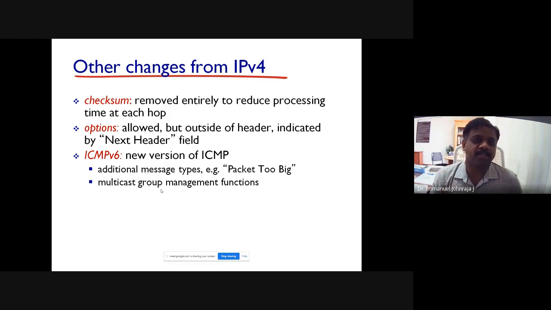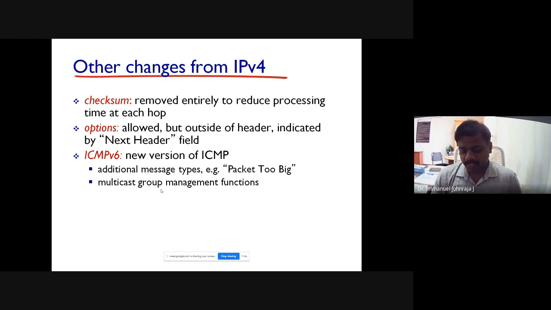TCP also has a checksum, and of course UDP as well. Hence the additional checking at the network layer is removed in order to improve the speed, and thereby enhance the quality of service. The options field is allowed, but outside the header. So the header is a fixed one. You need not have a separate field for header length.